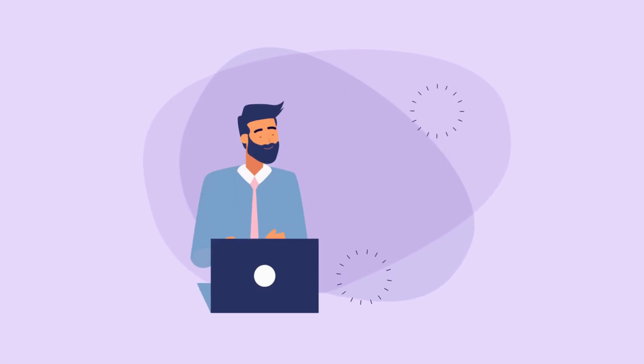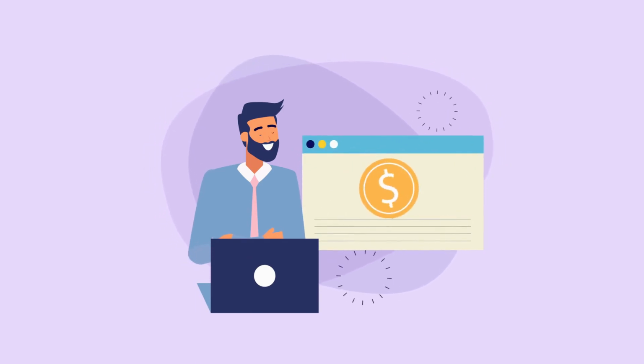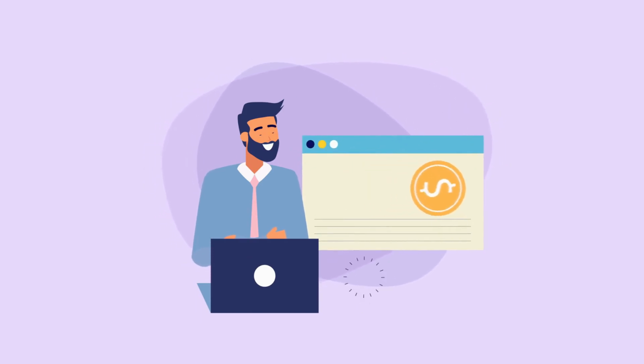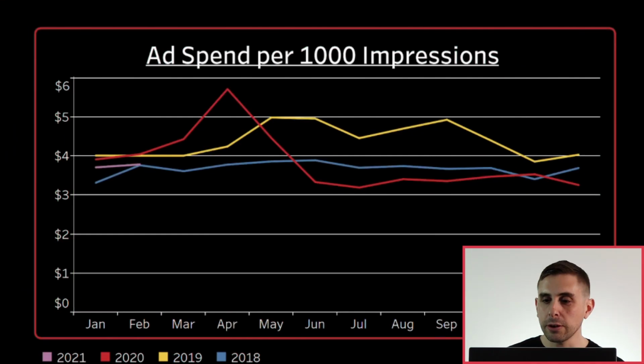So next, we're at ad spend per 1,000 impressions. So this is the amount of money it takes to get 1,000 impressions on Amazon. And what's really cool is later on in the presentation, I'll break it down by match type and by placement. But you can see here that the cost to get 1,000 impressions on Amazon has been lower over the last year. And you can see that in 2019, it was at its highest level.